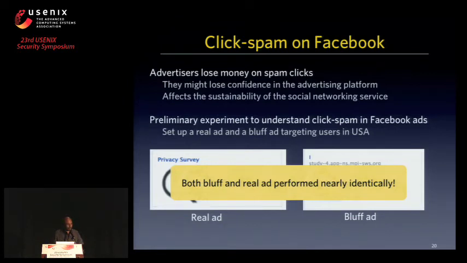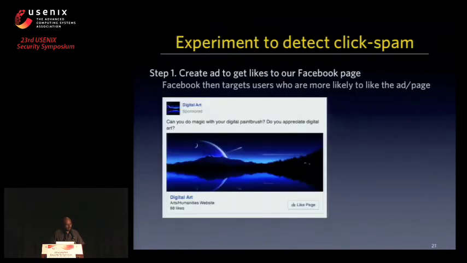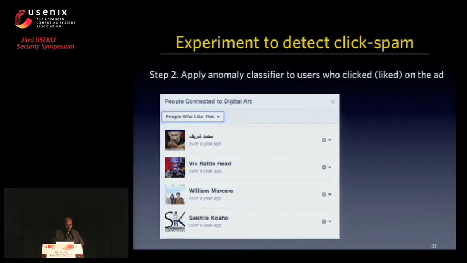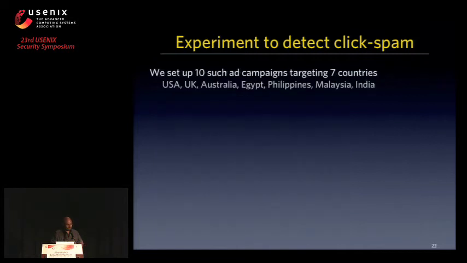So we wanted to investigate this further. Now we have this nice tool of an anomaly classifier that we can use to investigate whether these users who clicked on these ads have anomalous behavior. So how do we do this? First, we create an ad to get likes to a Facebook page under our control. And then Facebook will target users who are more likely to like the ad, or in this case, click the ad, and forward them to our page. Then we apply our anomaly classifier to the like activity behavior of these users who clicked like on the ad. We set up 10 such ad campaigns targeting over 7 countries.